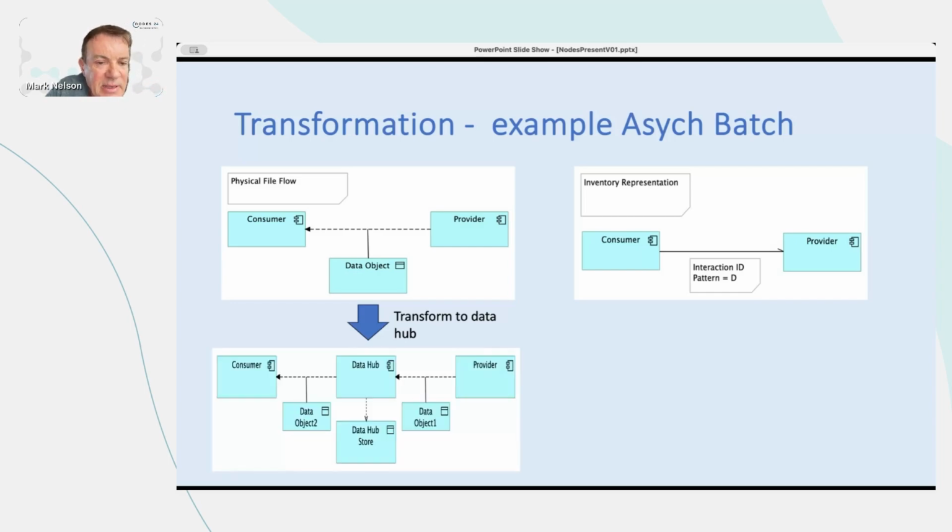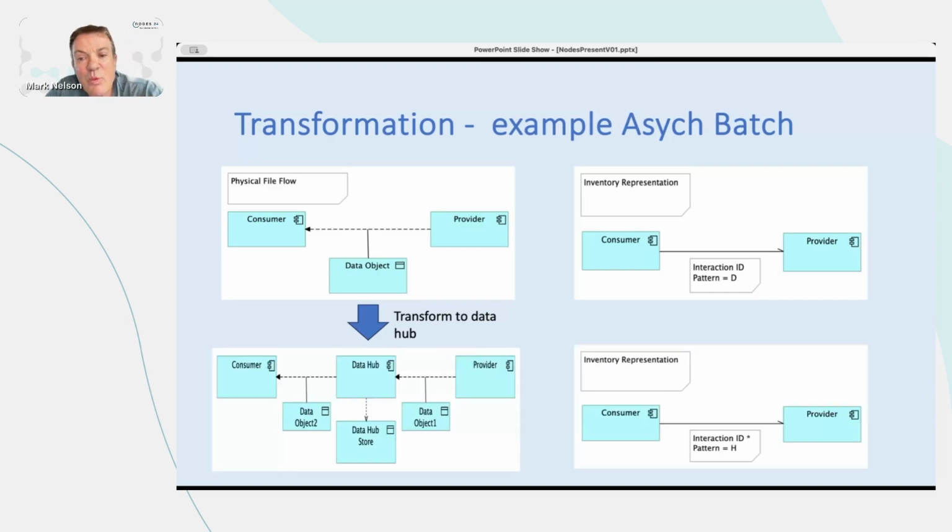So this is, again, physically what it would look like, and then we would represent it in the inventory or plateau state with a new interaction ID and a new pattern. So what we're really interested in modeling is the changes in relationships between consumers and providers and the changes in patterns.